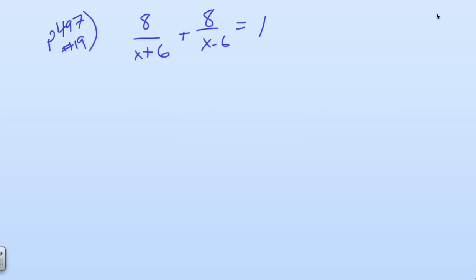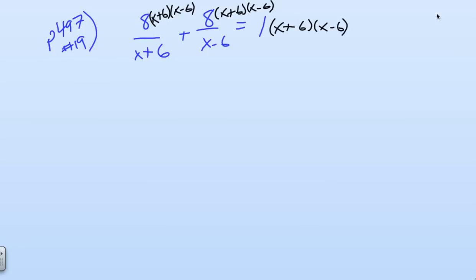Okay, this time we are just simply trying to get rid of the denominators. So what we're going to do is multiply everything by x plus 6 and x minus 6, because we have to cancel both denominators. But we can't just pick which one we want to multiply by. If we're going to multiply by both of them, we have to multiply by both of them everywhere.